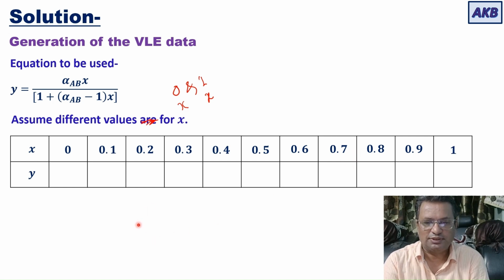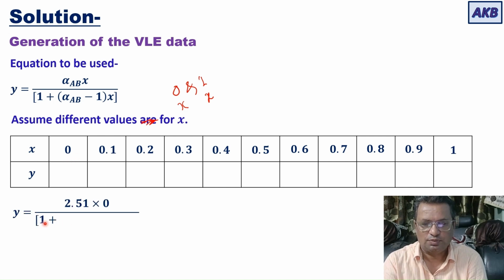Okay, so the task would be, we will be using each of these values of X in this equation to get the corresponding value of Y. So let us start with 0. So Y, if we use 0 for X, so that is 2.51 into 0 divided by 1 plus 2.51 minus 1 into 0, that gives Y as 0.